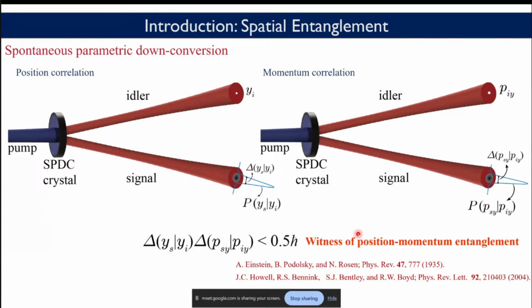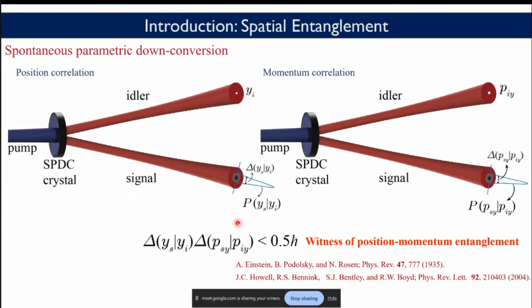That tells us that if I look at the uncertainty only on the signal or only on the idler, it will be greater than 0.5 h bar, or h bar by 2. But if we look in this conditional manner, I can simultaneously get the uncertainty in position and momentum less than 0.5 h bar. Whenever one observes that, that's the signature of position-momentum entanglement, and it exists between these conjugate bases.